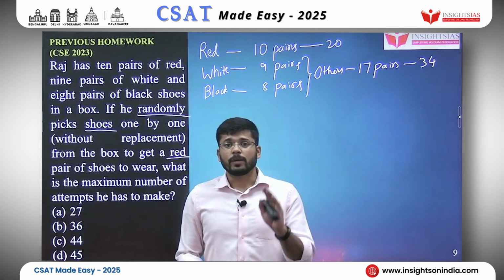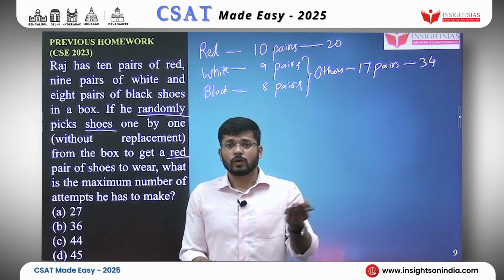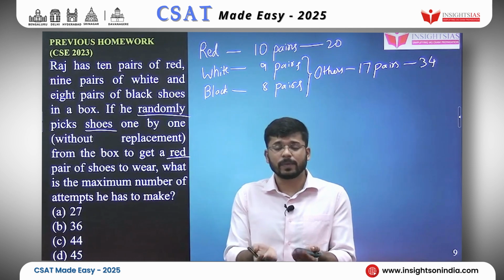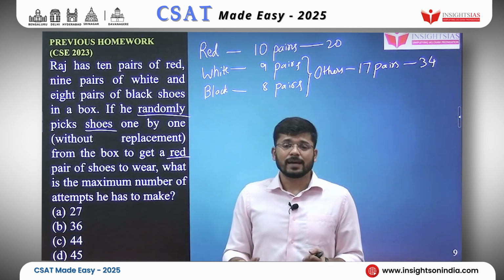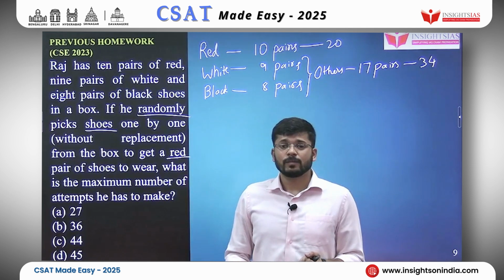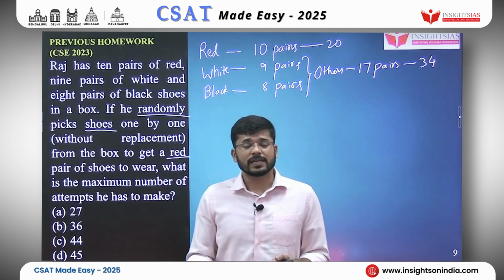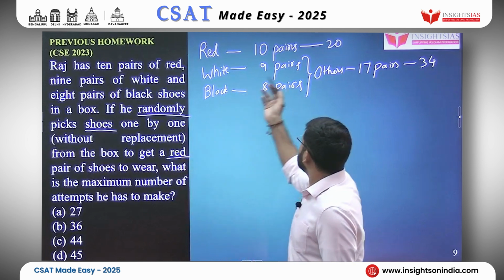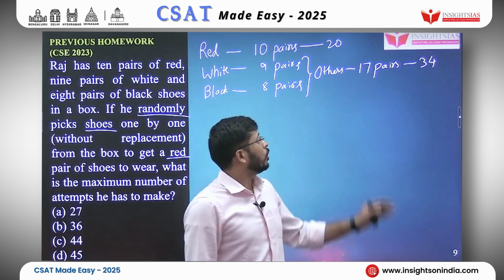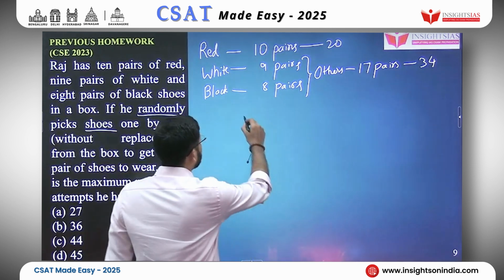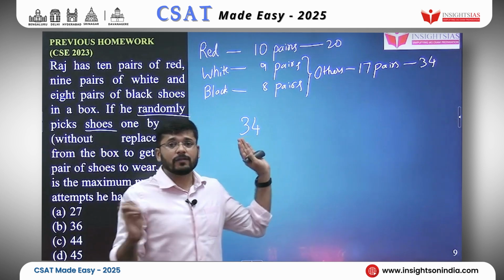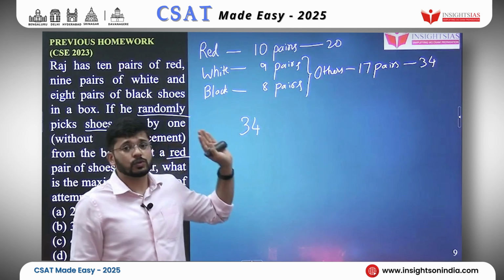Now one pair, it has two shoes, right? One for left and one for right. So if he has to make sure that he has a pair of red shoes, we must consider the worst case scenario. What is the worst case scenario? The worst case scenario would be, first he will pick all the other shoes. How many shoes are there? 34 are there. So we will assume that the first 34 picks, they will be all other shoes.